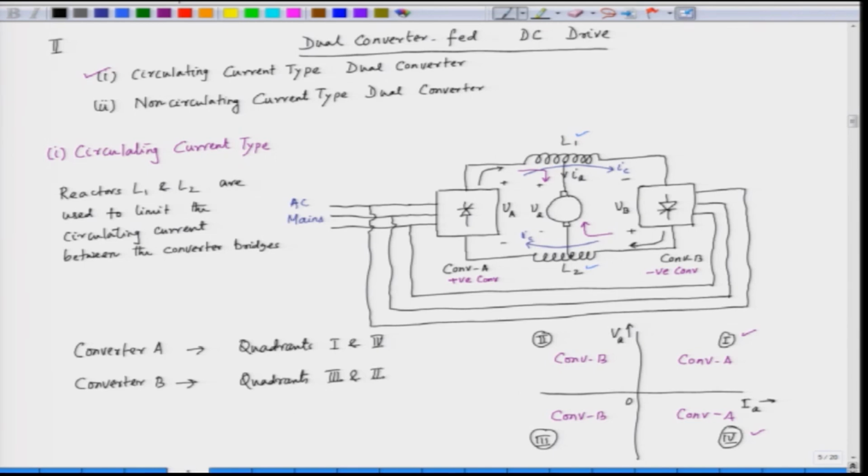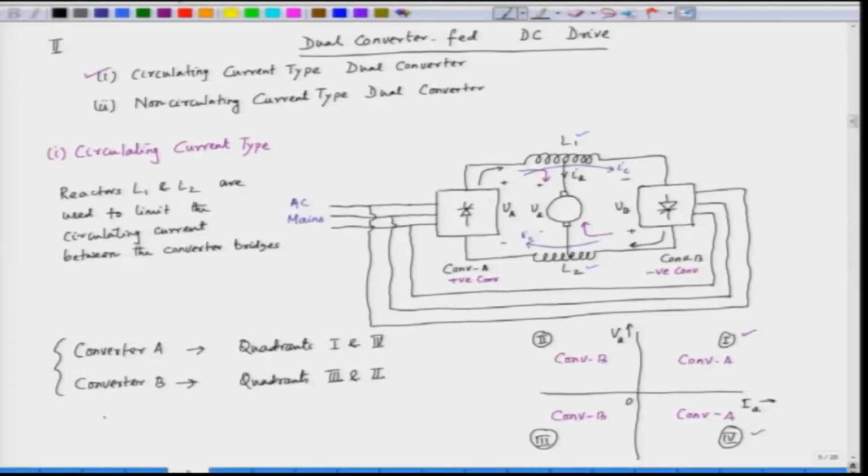So, this is called a 4 quadrant converter. Since we can operate in all possible quadrants, when we take a dual converter, we get a 4 quadrant converter. So, this combinedly is called a 4 quadrant converter.